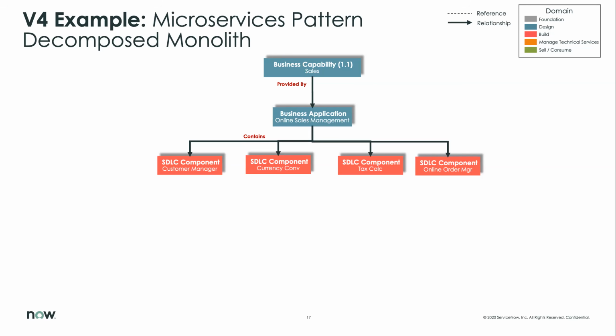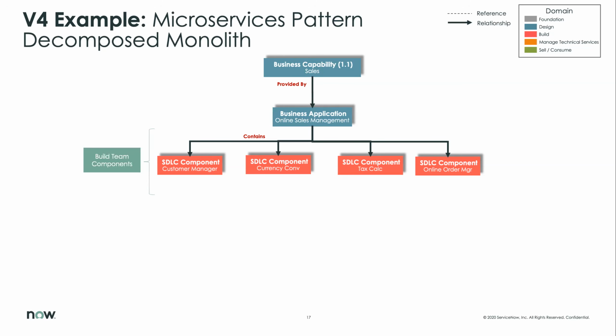We've got our online order manager, and then we've got some various conversion pieces in the customer manager that come together that actually represent our business application. So we don't have to create a business application for each and every application service. That's what we've done quite a bit in the past. Now we can take that lone business application and break it up into its components. And each of those components will then be able to identify its pieces.